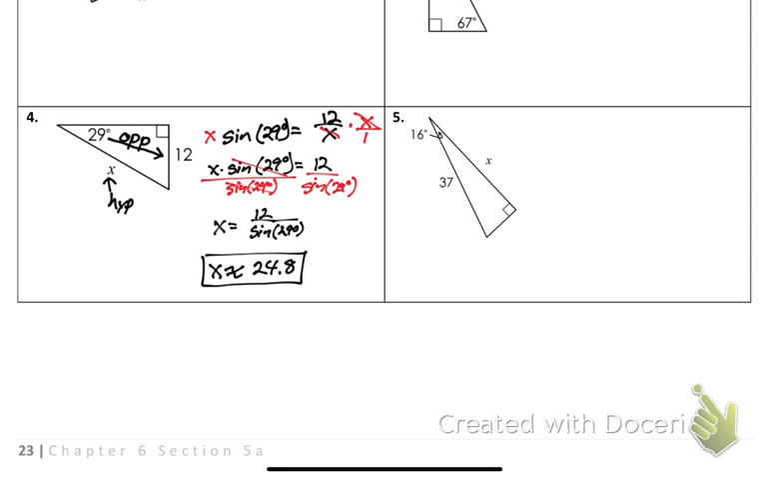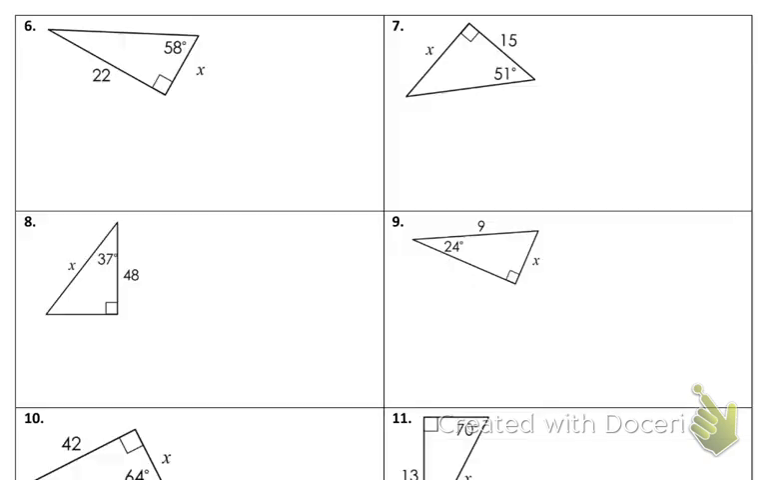Max, all the steps make sense? Yep. Okay, cool. Yeah. Number 13. Oh, either one of you. Number 13?